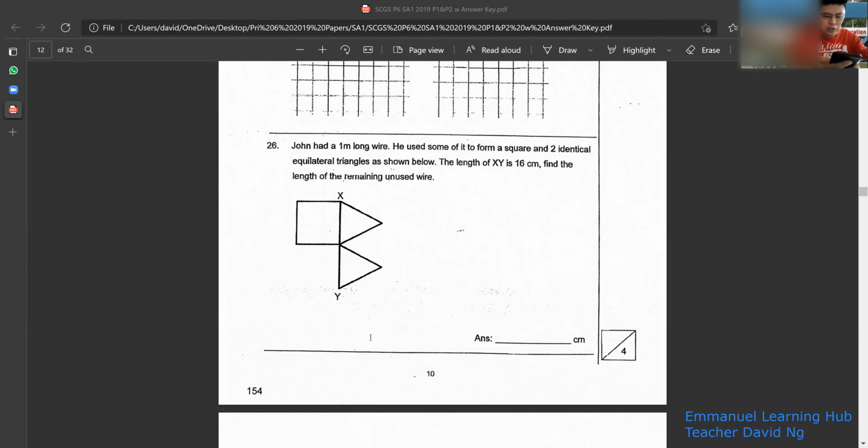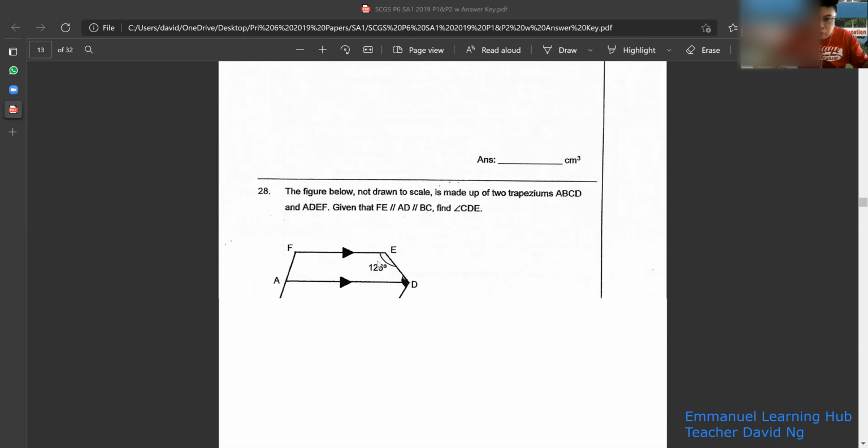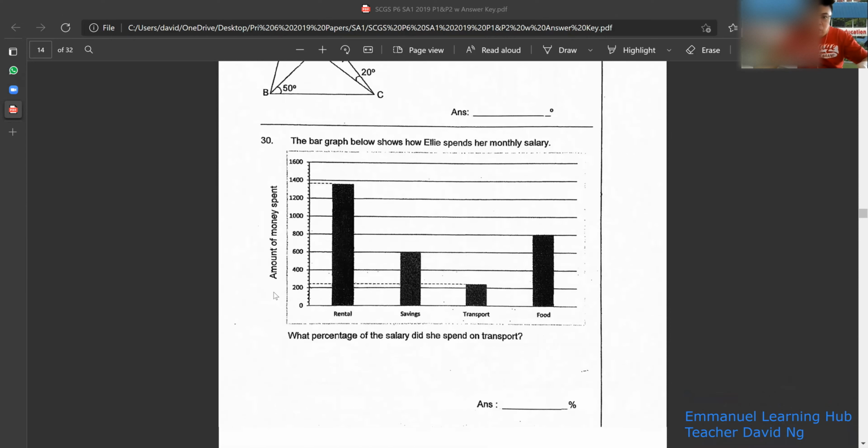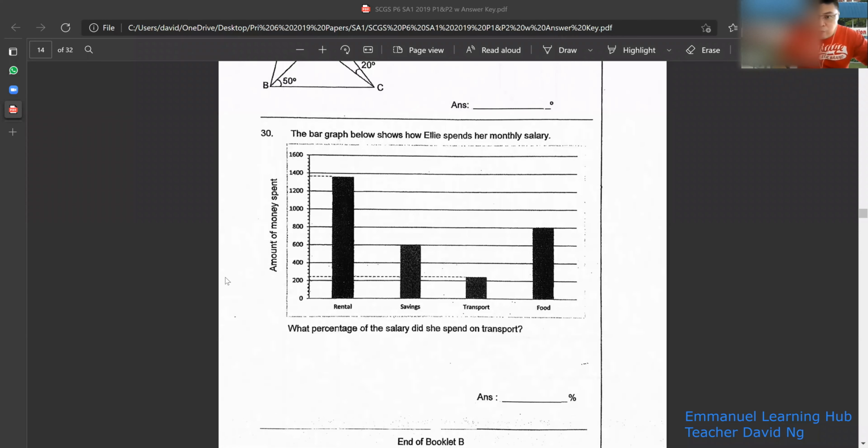Okay, the next question is question 30. Okay, question 30 is here. The bar graph shows how Ellie spends her monthly salary. Okay, what percentage of salary did she spend on transport? So this is her monthly salary. So her transport is $240.